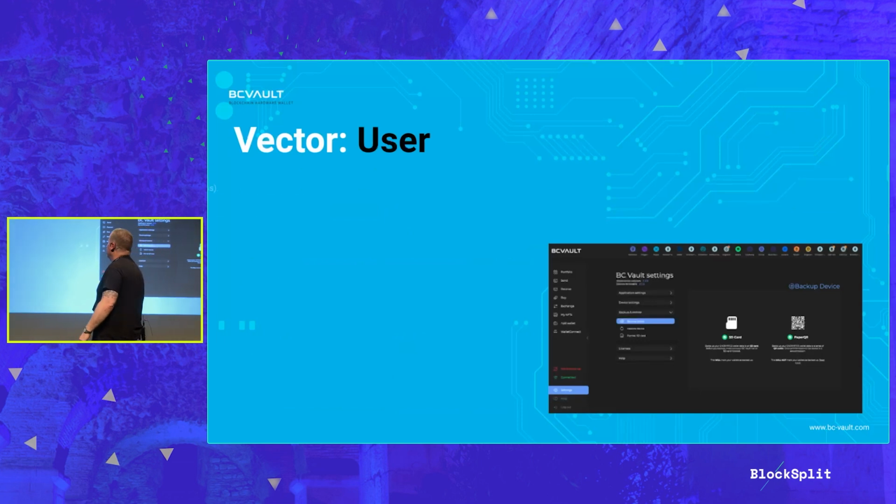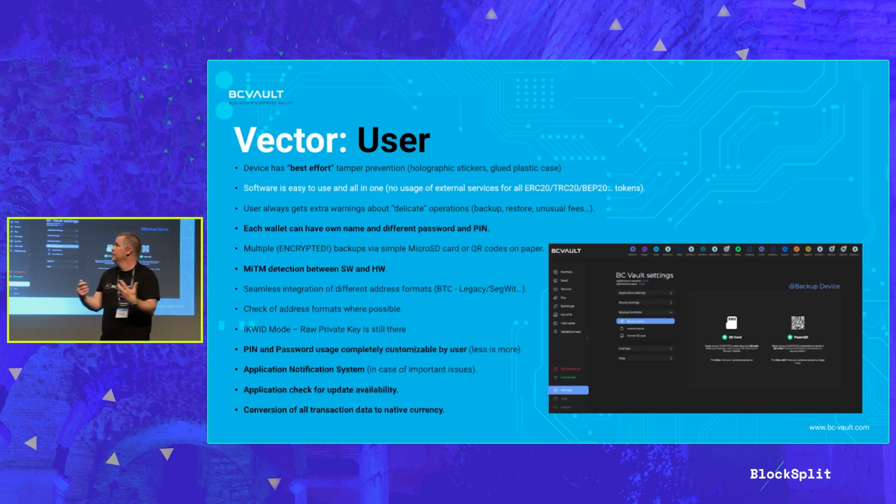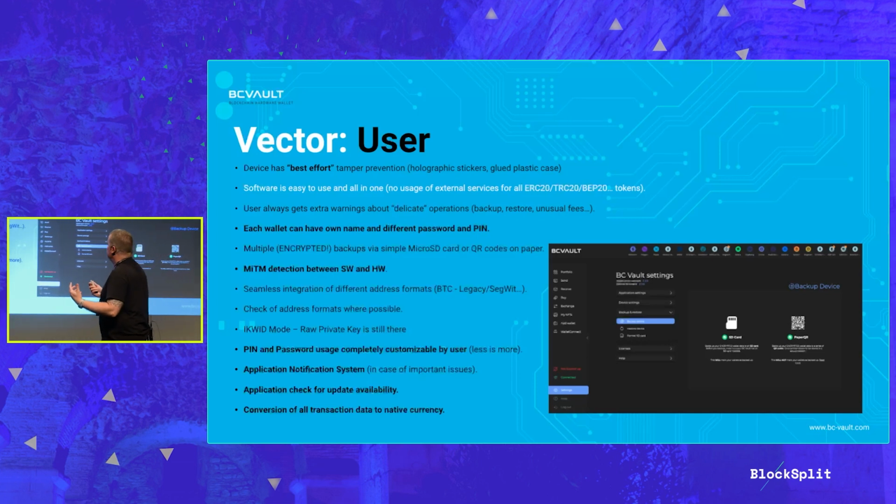And then we are left with the user. Look at the list. That's the real problem. How do we help the user? So, best effort temporary preparation. As we said, the crappy holographic stickers, well, they are there. But obviously, anybody can buy a holographic sticker and put it up and claim it's the real one, or even replicate it. So, somehow, okay.